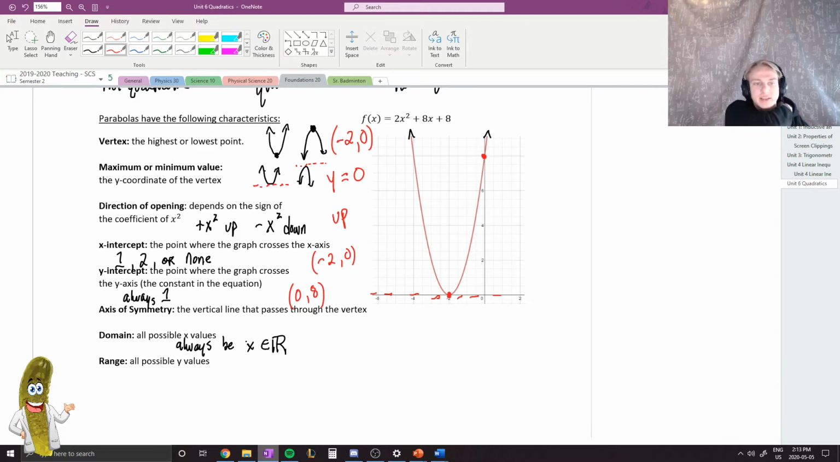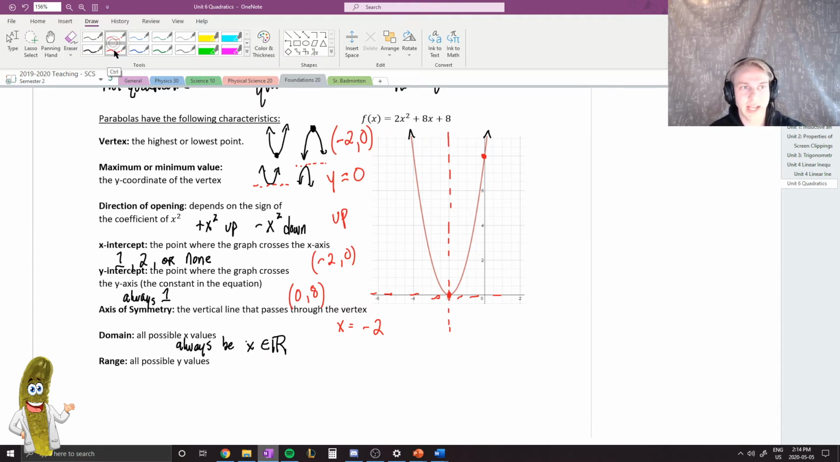Axis of symmetry, we said that that will always be the vertical line that passes through the vertex. And because we want it to represent a vertical line, it will always be x is equal to something. And in this case, the vertex occurs at the x value of -2, so our axis of symmetry will occur at x is equal to -2. The domain, as we said, is always x ∈ R.